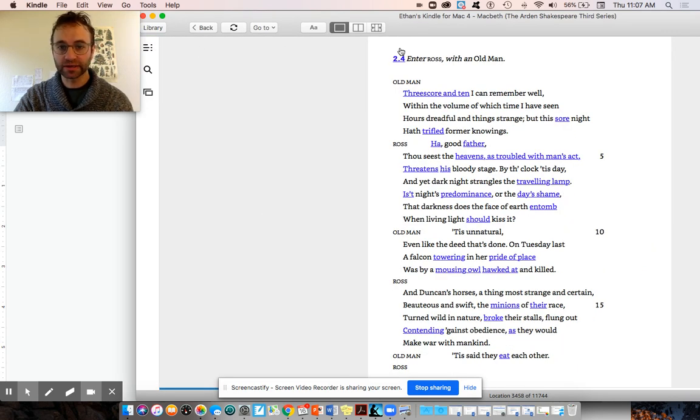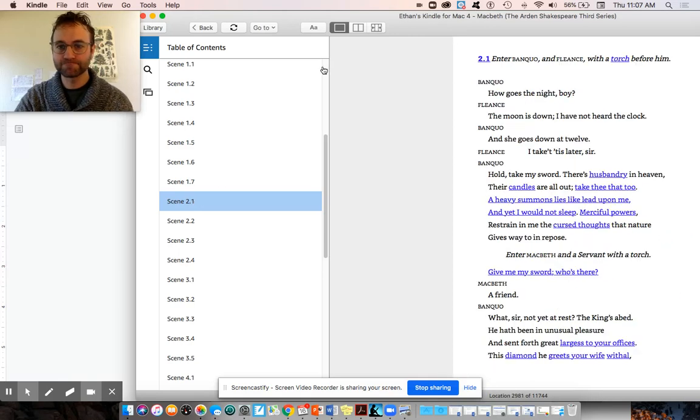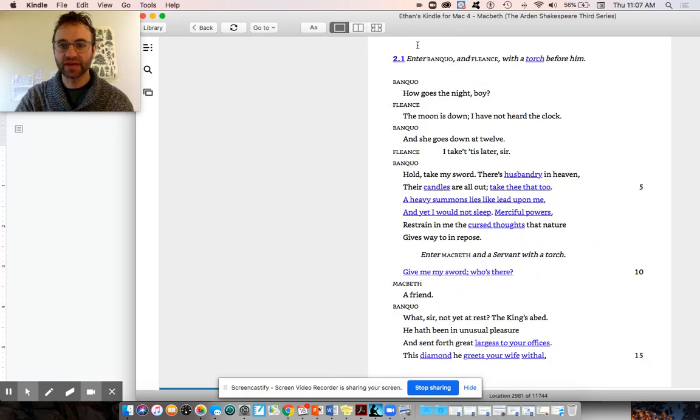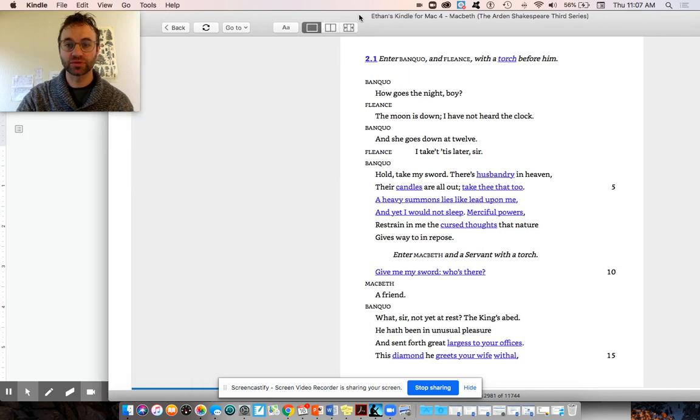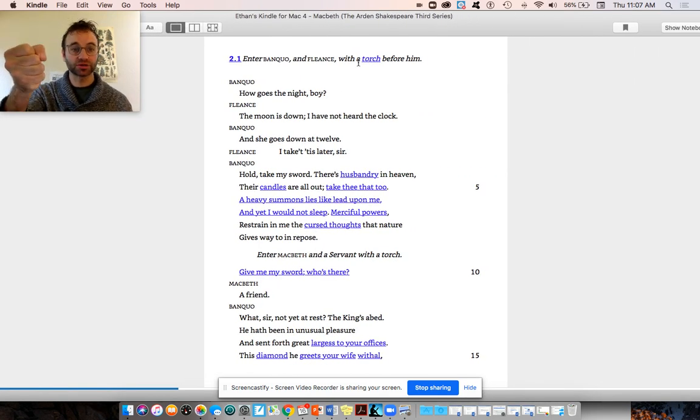Let me go to it. Here we are. We have "Enter Banquo and Fleance with a torch before him." So in other words, he's holding a torch, or maybe there's a servant holding a torch. A torch could be a torch, or it could be a person holding a torch.